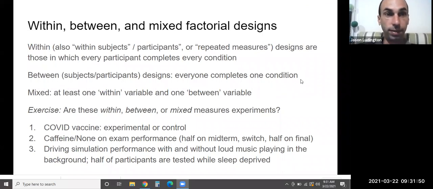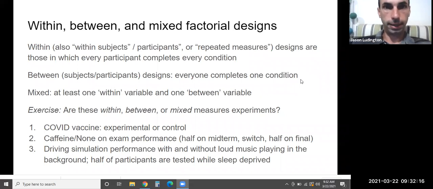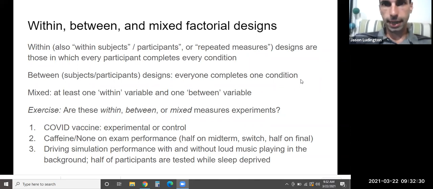Next, we have between subjects, within subjects, and mixed subjects designs. And I called them factorial designs here instead of subjects. Subjects is maybe somewhat becoming outdated as a vocabulary term. Now we talk about within participants, between participants. And in the case of mixed, we usually just call it mixed factorial or mixed, well, we can say mixed subjects, mixed participants designs.